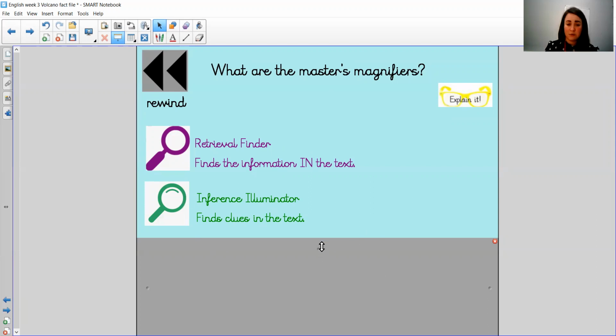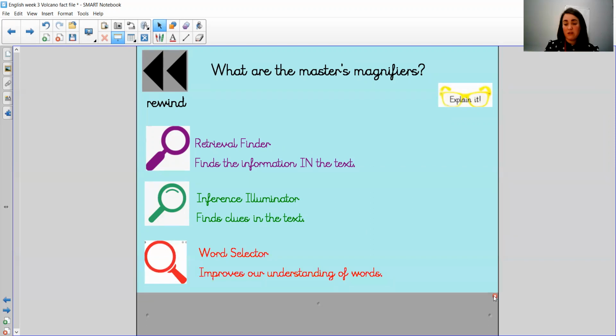Okay, and finally, the last one that I wanted to focus on is our word selector, because really this is what we were using yesterday. We were using the word selector to improve our understanding of words. So sometimes we use the word selector to define a word, to find its definition. Sometimes we use the word selector to understand the meaning of that word in context. So we might read the start of the sentence and everything around that word if we're not sure what a particular word means. Okay, so we have to use the rest of that sentence to help us with it. Okay, those are just 3 of the 6 Masters magnifiers, but these are the 3 that we come across quite a lot in Year 4.